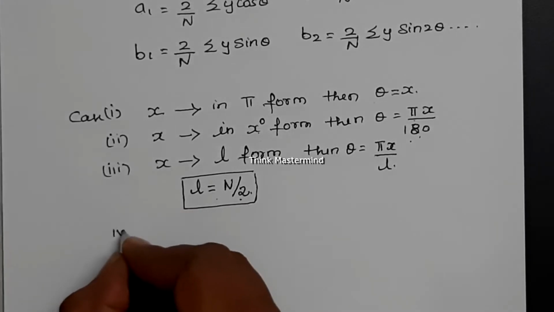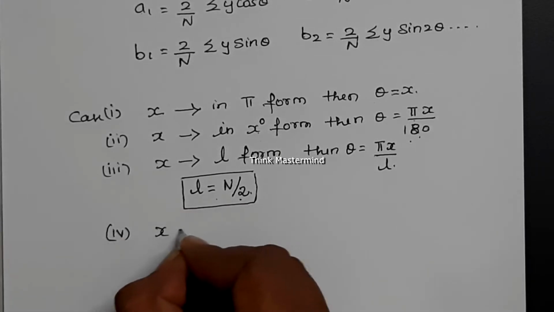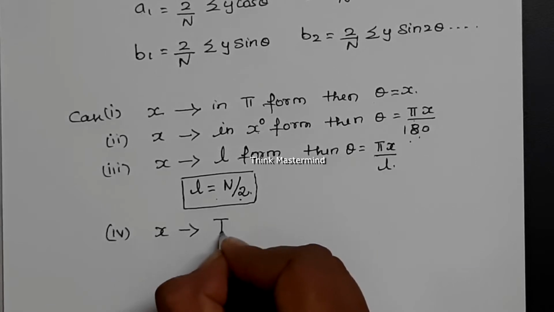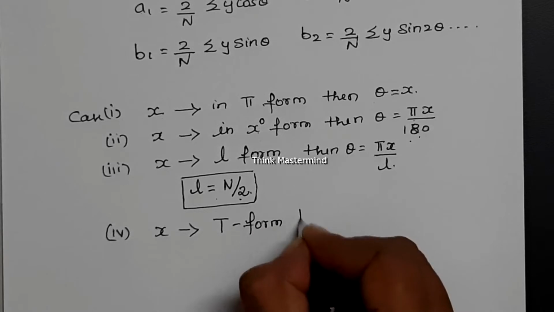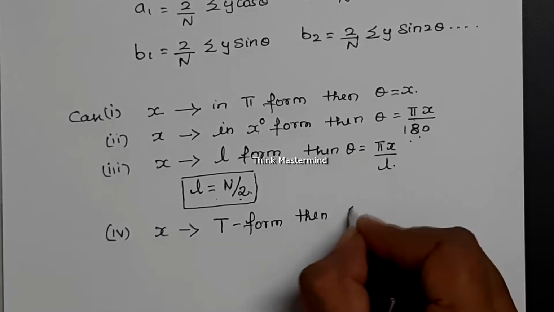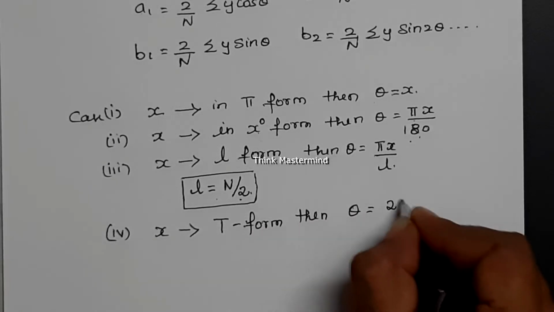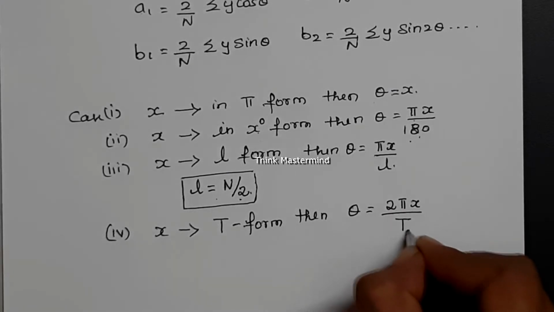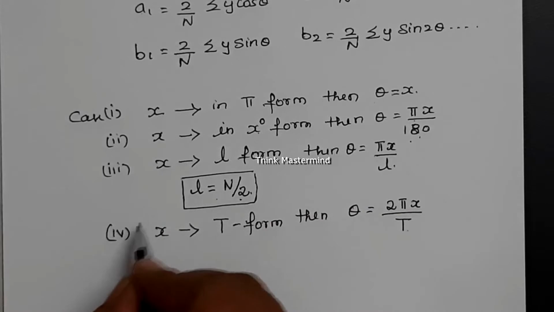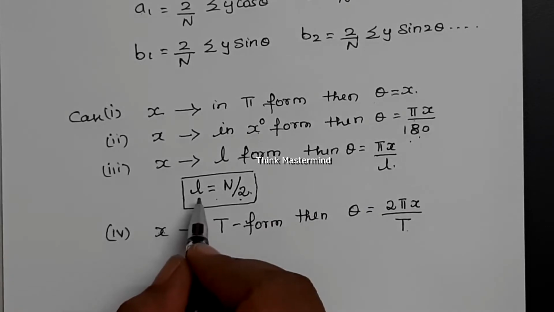The fourth case: x is given in time period capital T form. Then theta is equal to 2 times pi x divided by capital T. This is a very important case in harmonic analysis.